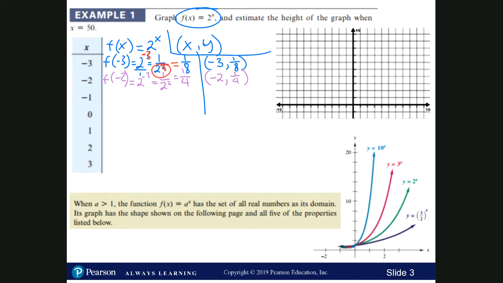So our next x value is -1. So here we will have 2 to the power -1. And this will be 1 divided by 2 to the power 1, which will just be 1/2. From here, we get the point -1 comma 1/2. Next one, we have f of 0, and so that would be 2 to the power 0, which is equal to 1. And from here, we will get the point 0, comma 1.